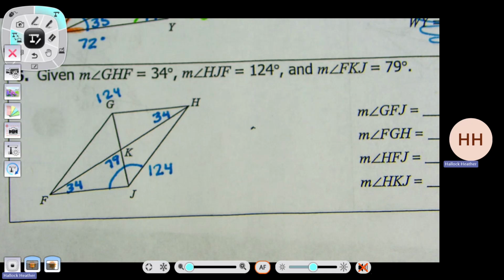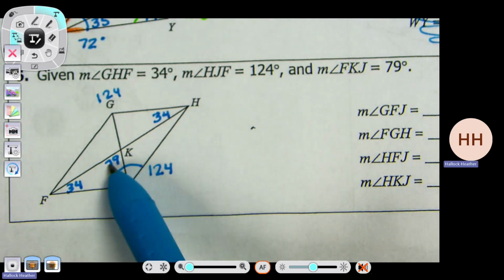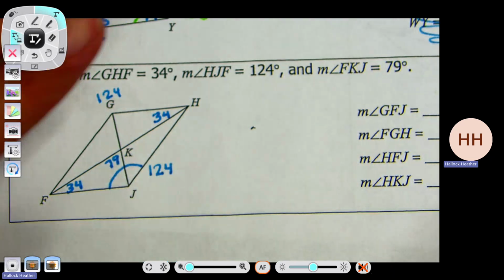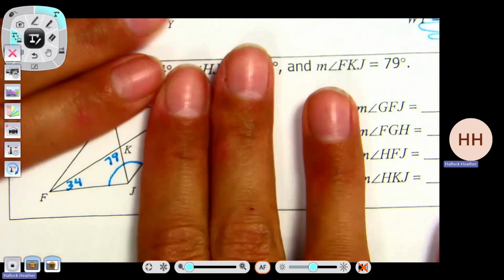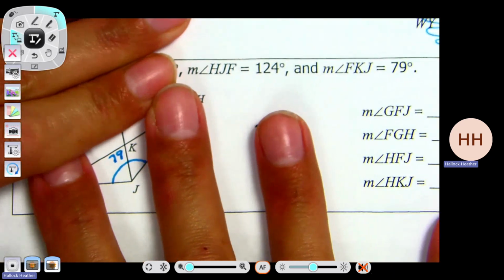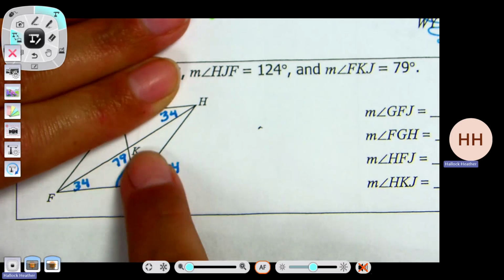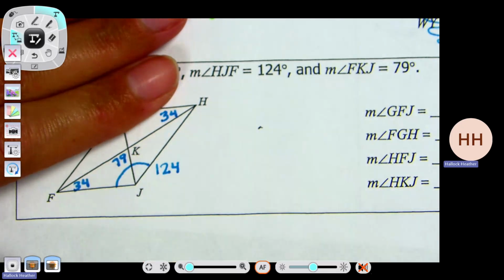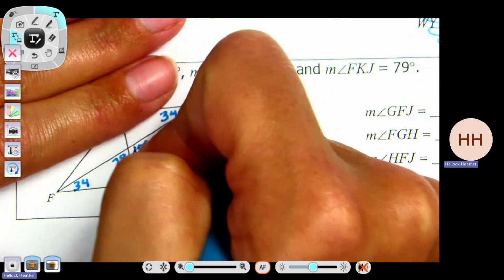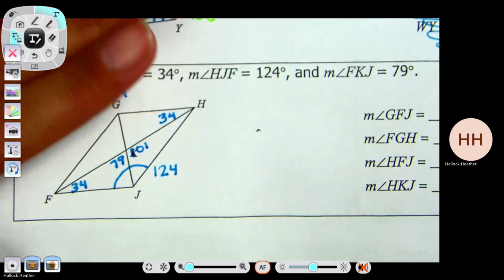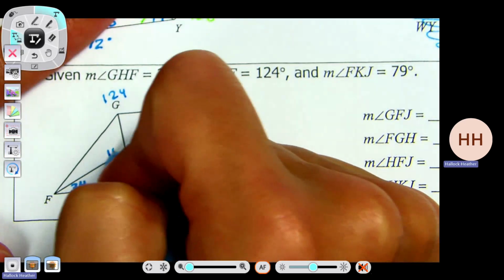You got to think a little. 180 minus 79. But what would that find? That would find the other side of K. Technically what she's saying is that this is a straight line. If I cover up this picture, that's a straight line. If this is 79, how much is on the other side where K is? So 101 can go here. Technically 101 could go here because vertical angles are congruent.